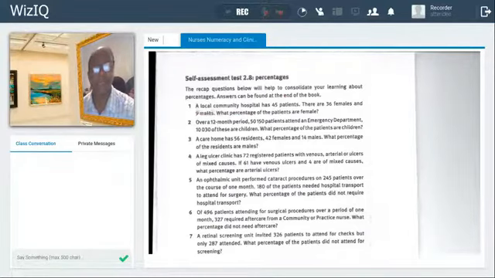All right, so number 1 says a local community hospital has 45 patients. Okay, there are 36 females and 9 males. What percentage of patients are females? Okay, so we need to double check, make sure it's correct. So we need females. This is the formula to work out the percentage.